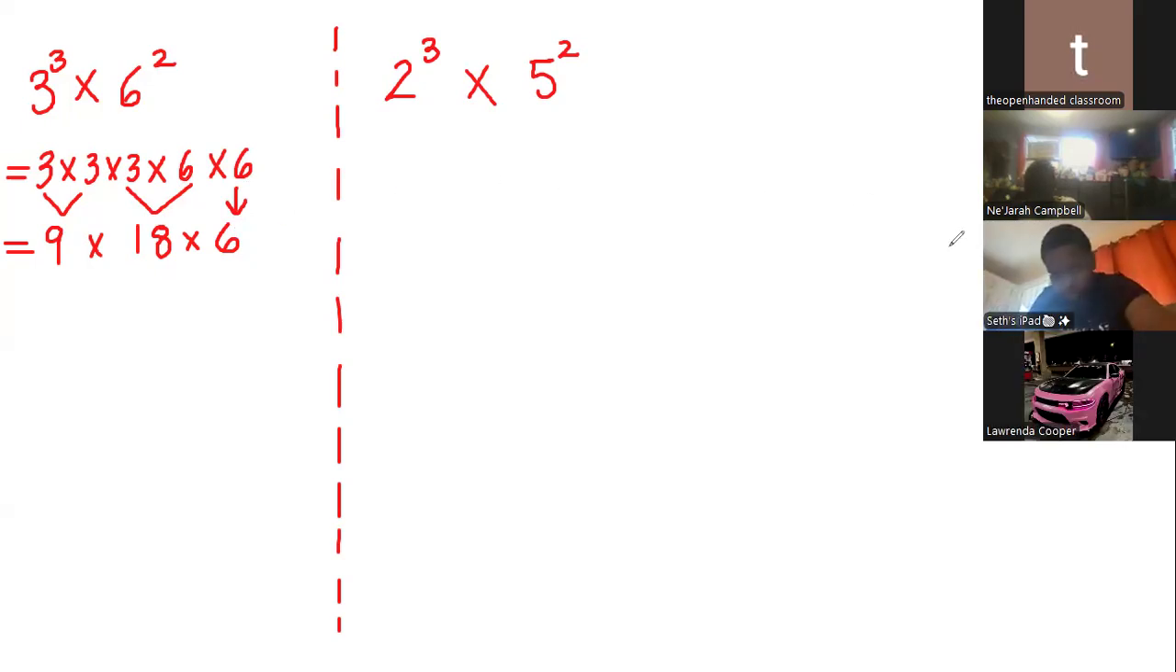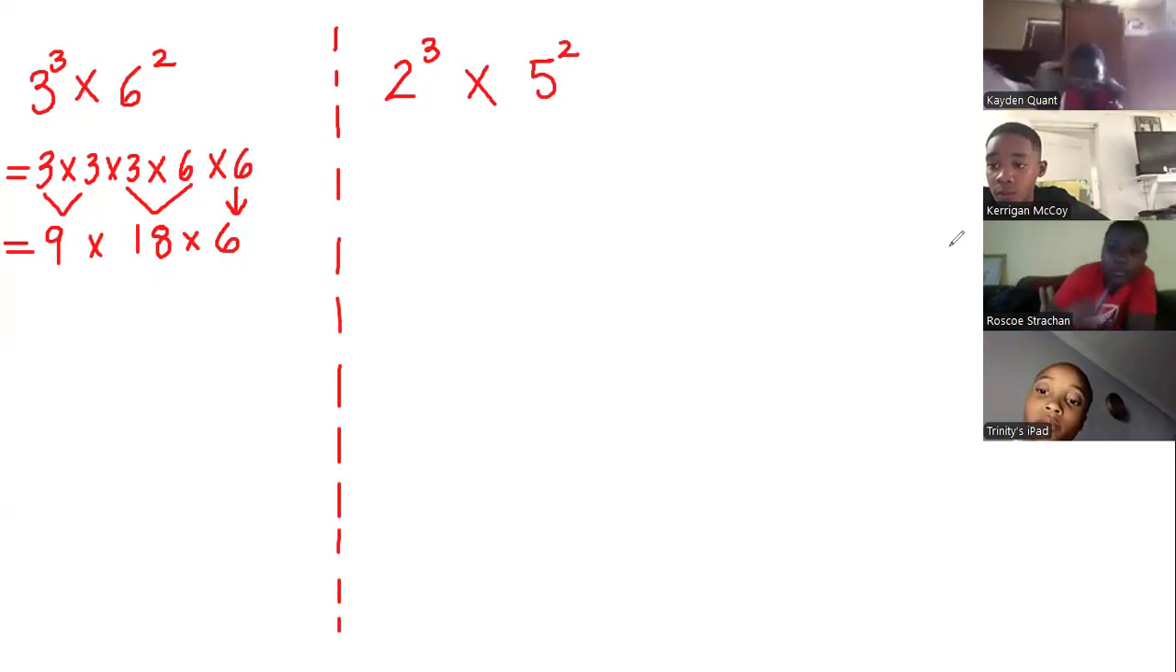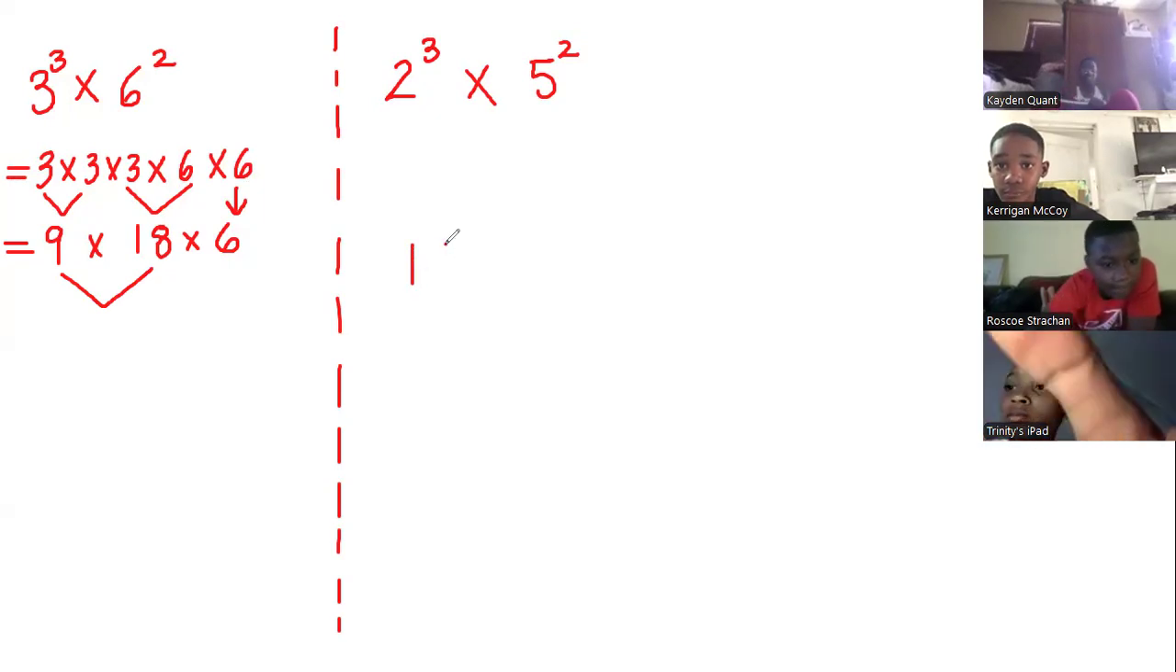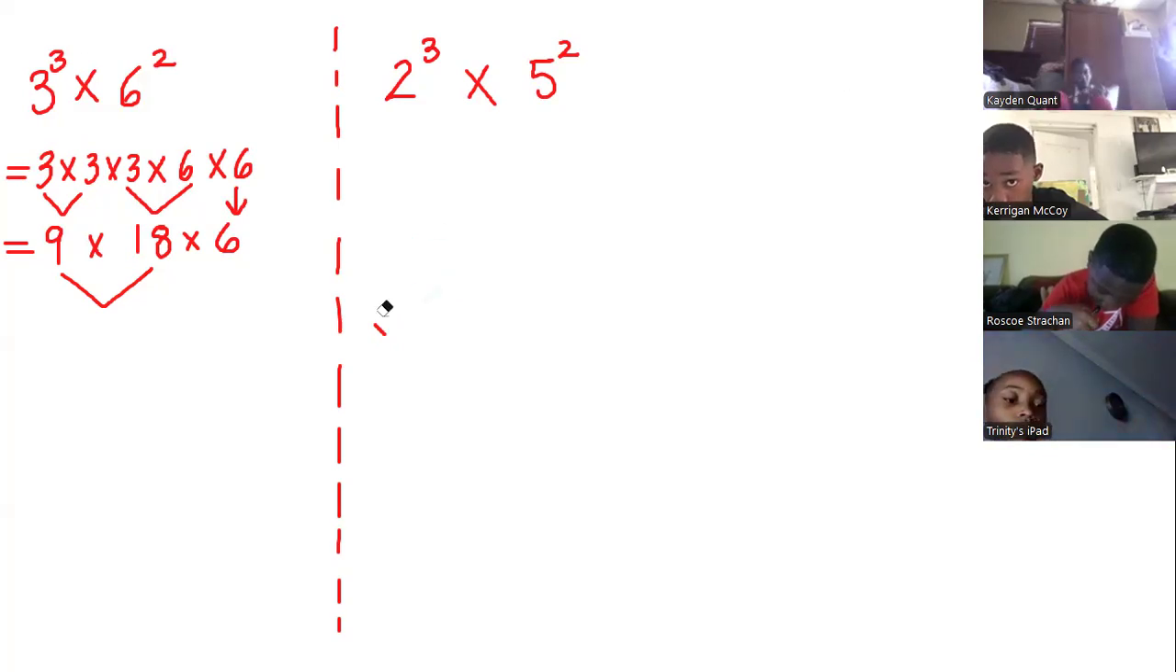Okay, so after that, what do we do at this point? Is it for everyone? Anyone can answer. 9 times 18. What is 9 times 18? Let's go ahead and do it. 162. So 9 times 18, let's go ahead and multiply this.